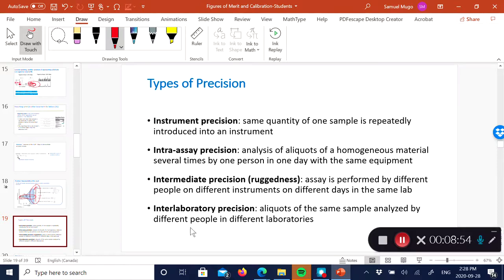Now, the last type of precision, which is the most robust, is the so-called interlaboratory precision, which is very similar to the intermediate precision. The only difference is you take the assay and you get different people in different labs analyzing that assay. And you would wonder what's the purpose of doing this? The purpose is to validate analytical methods. Analytical methods are validated especially by checking the robustness, by having different technicians in different labs analyze that particular assay.